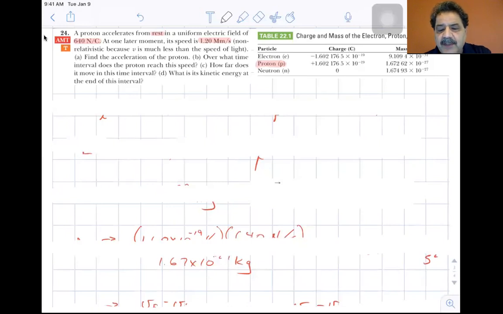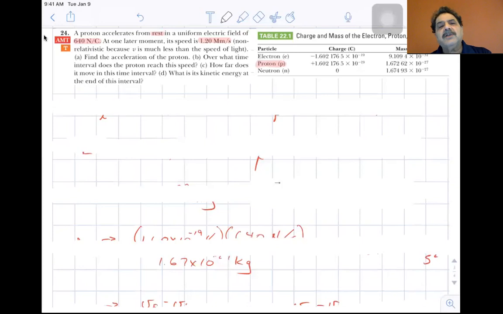Let me read the problem statement. A proton accelerates from rest in a uniform electric field of 640 newtons per coulomb. At one later moment, its speed is 120 megameters per second. That's non-relativistic because v is much less than the speed of light, the speed of light being 3 times 10 to the 8 meters per second. A: find the acceleration of the proton. B: over what time interval does the proton reach this speed? C: how far does it move in this time interval? And D: what is the kinetic energy at the end of this interval?